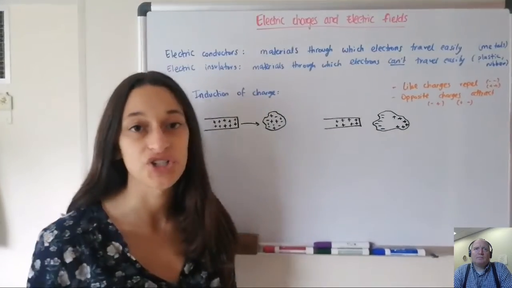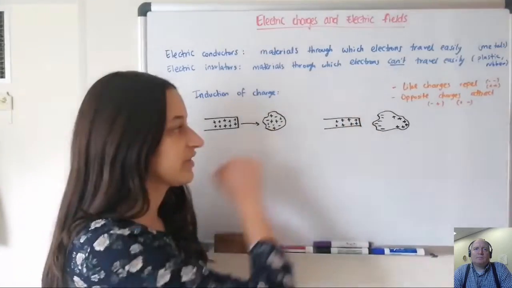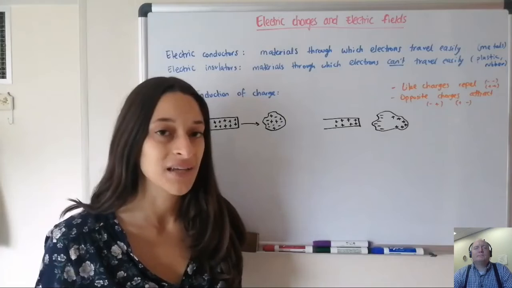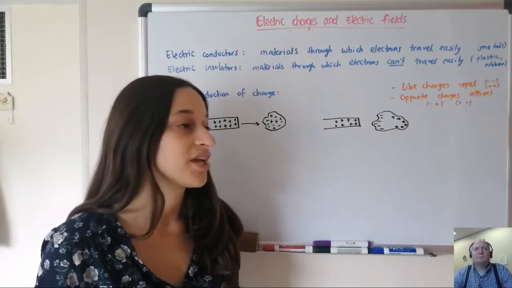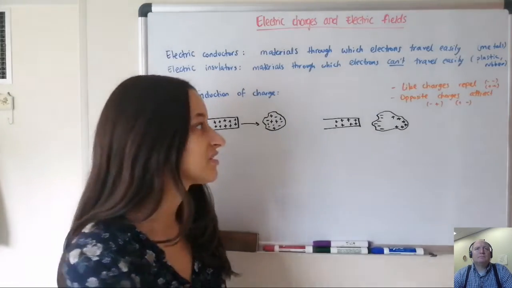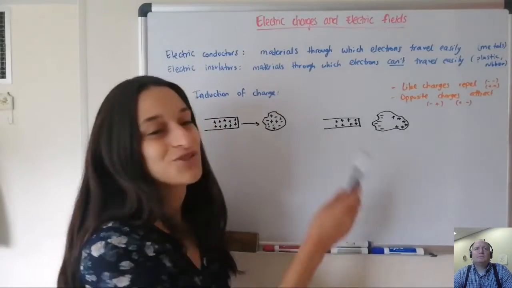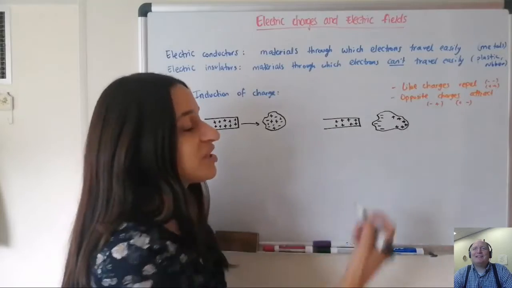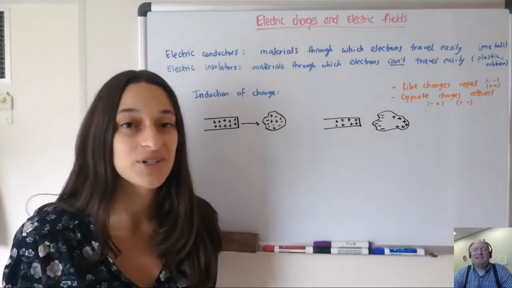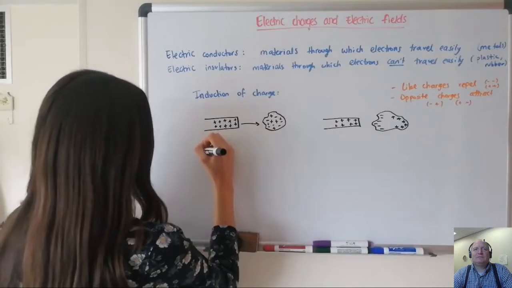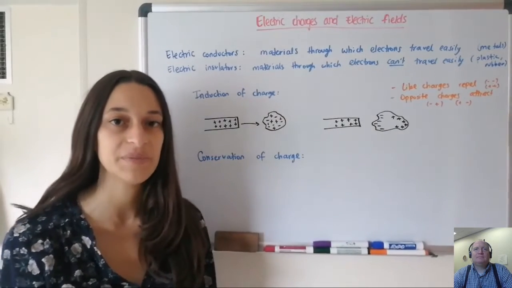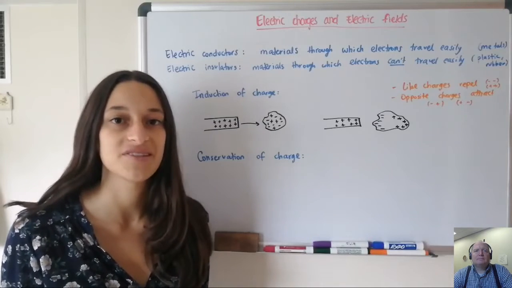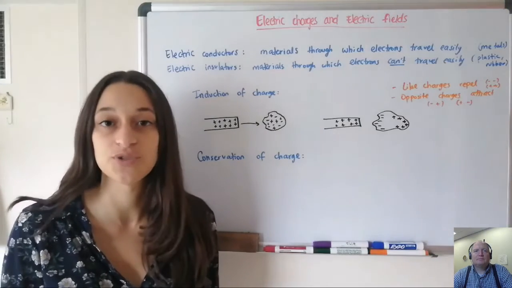But this induction of charge is temporary. As soon as you take away this positive charge, the charges will realign, and again, it will be neutral. It won't be charged anymore. Something else to remember is that the charges will be conserved. The same number of charges at the beginning will be there at the end, because of a very important law called conservation of charge. What conservation of charge basically means is that no matter if the charge is rearranged, you will always have the same total amount of charge that you did before.